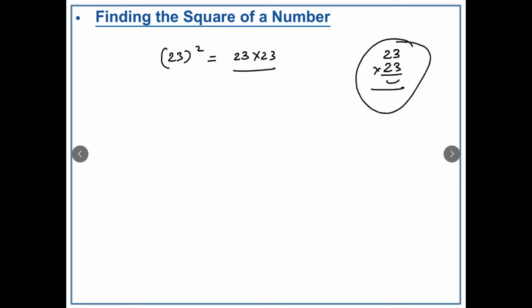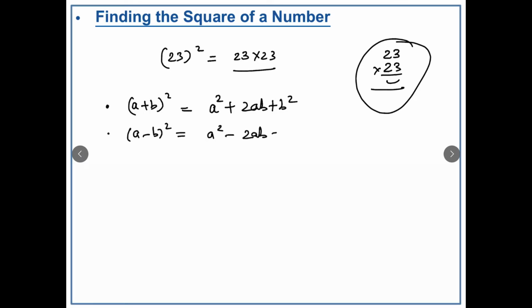For that purpose we are going to use two algebraic identities. The first one is (a plus b) whole square, which is given as a square plus 2ab plus b square. And we have another identity, which is (a minus b) whole square, that is a square minus 2ab plus b square. Using these two identities we can find the square of any given number.